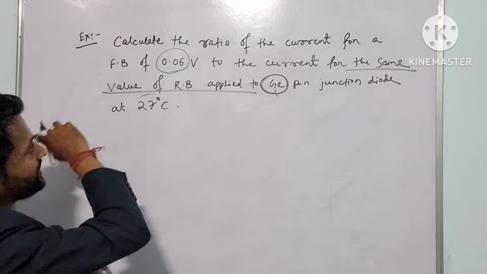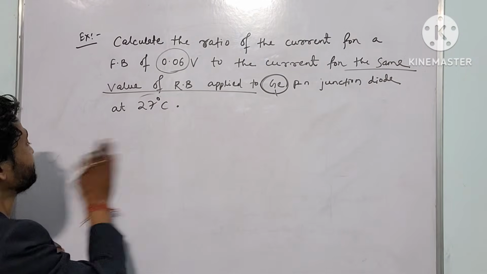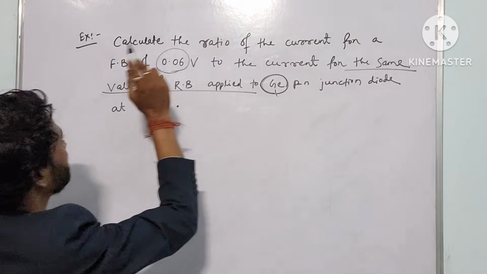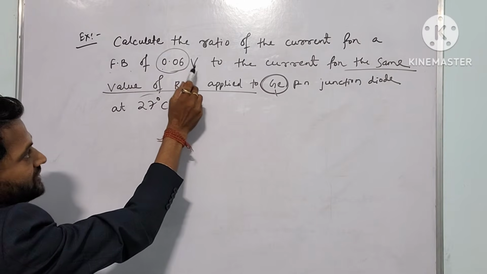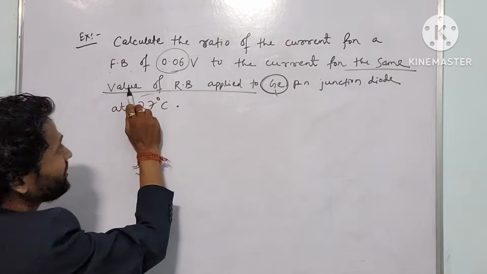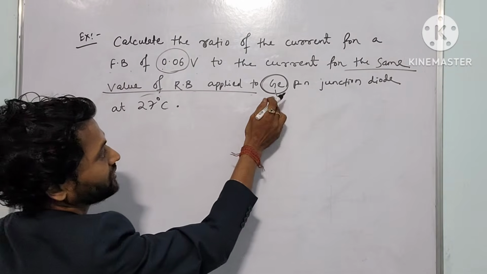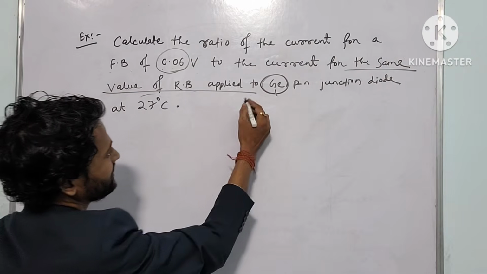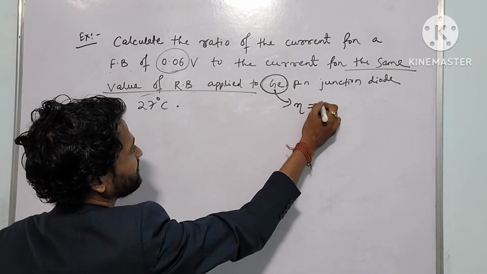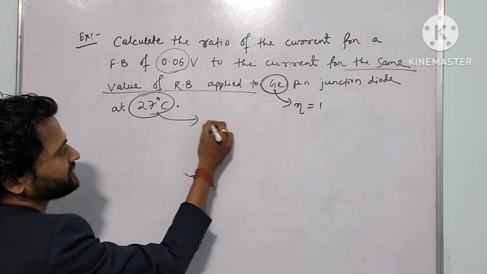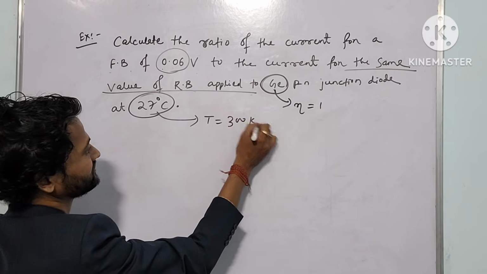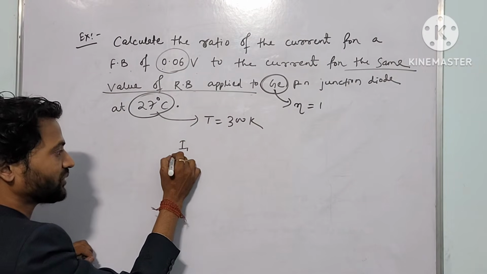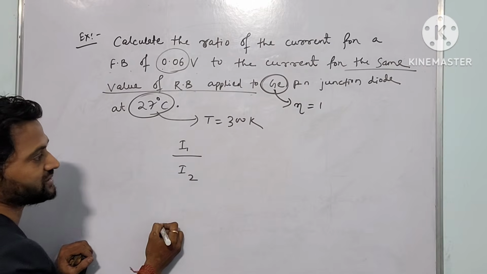Okay, coming to the next question. Look at this question, it is a very easy question. It is all about a comparison. Calculate the ratio of current for forward bias of 0.06 volt to the current for the same value of reverse bias applied to a germanium PN junction diode at 27 degrees Celsius. First thing, germanium is given, so eta is 1, right? 27 degrees Celsius means the temperature is 300 Kelvin. Okay. So here we have to compare two currents. One is I1 in forward bias condition, second is I2 in reverse bias condition.